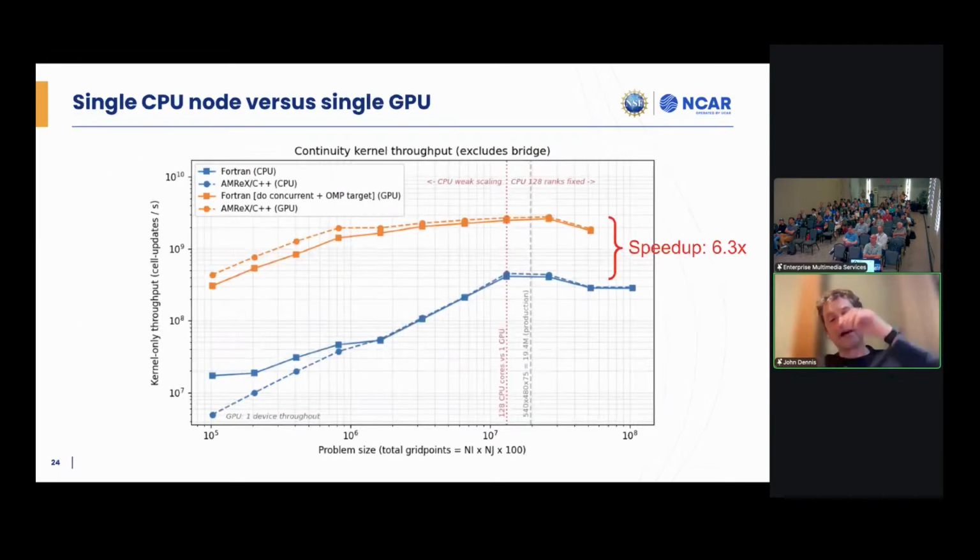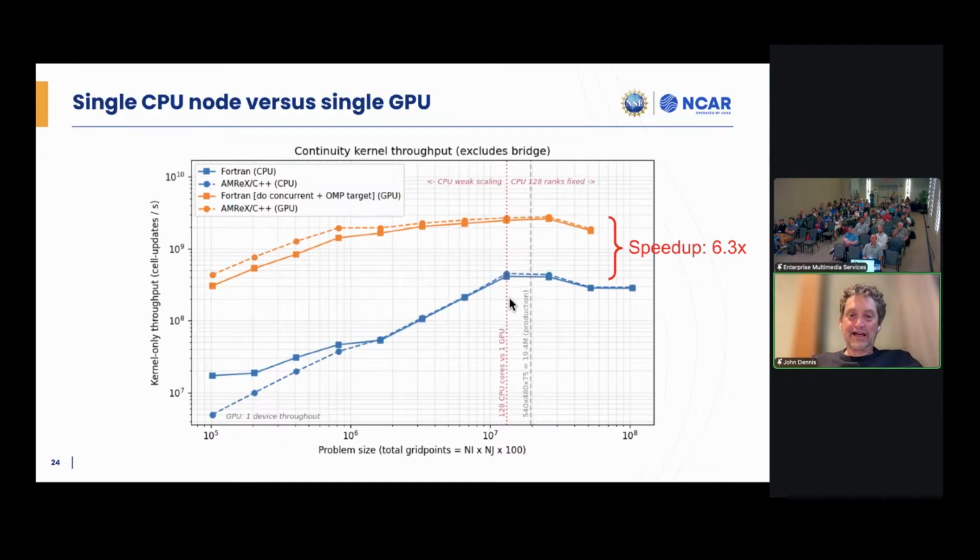The other thing that we looked at, again, is part of the continuity solver. We have not ported all of it at the moment, so this is a piece of it, about 7 subroutines or something like that. What we looked at is the kernel throughput, so cell updates per second. You want this to be higher, because that's running faster.